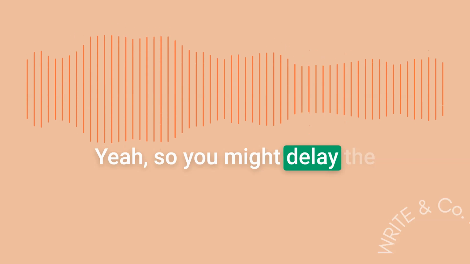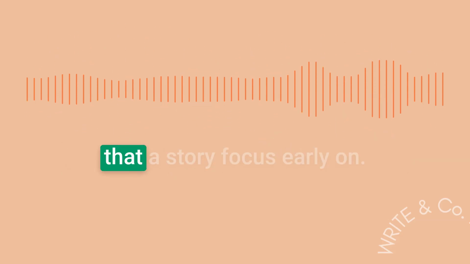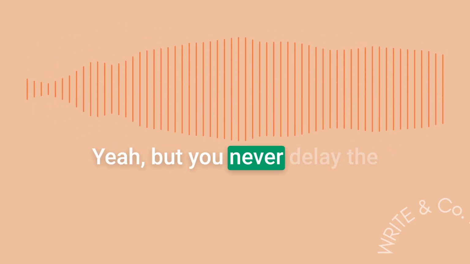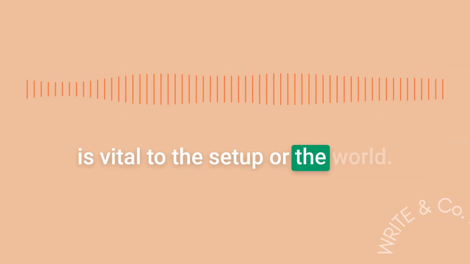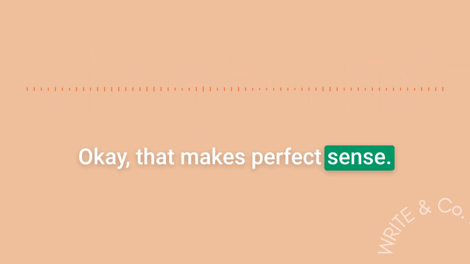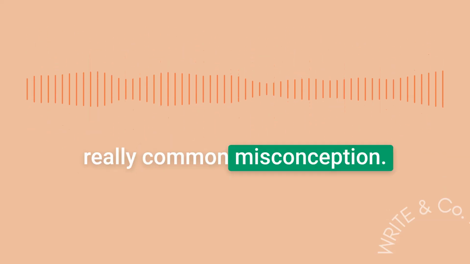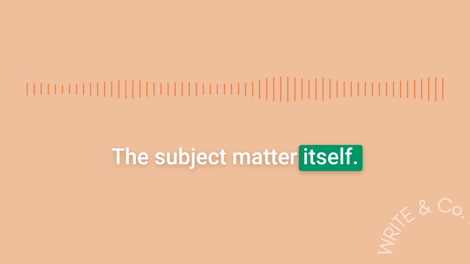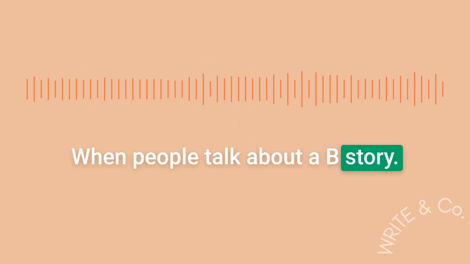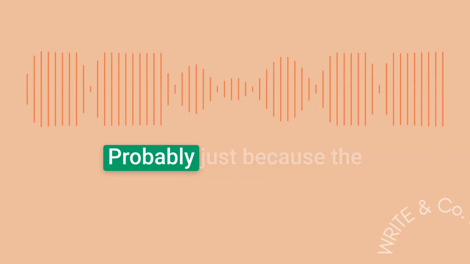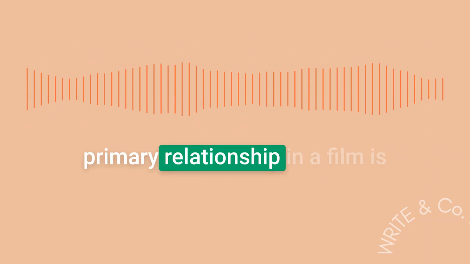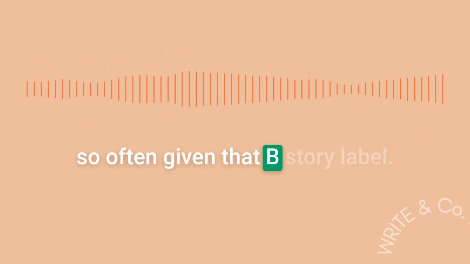So you might delay the subplot's development to maintain that A-story focus early on, but you never delay the character introduction if that character is vital to the setup or the world. Okay, that makes perfect sense. Now let's address another really common misconception, the subject matter itself. When people talk about a B story, they often just assume it has to be a romantic subplot. Right. Probably just because the primary relationship in a film is so often given that B story label.